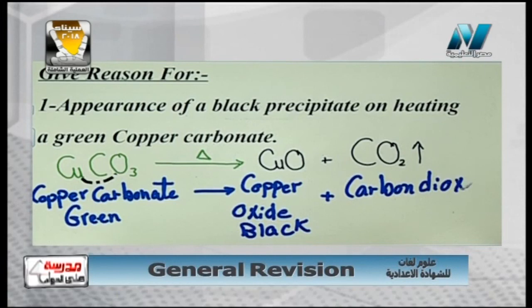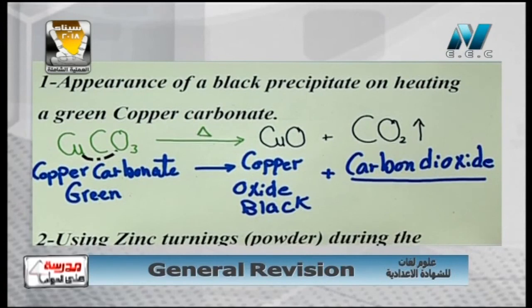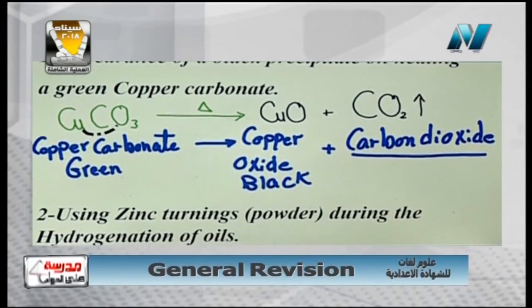And we know carbon dioxide is what turns the litmus, or lime water, sorry, from clear to turbid or milky, as we studied before in primary stage. Carbon dioxide changes lime water into milky or turbid.